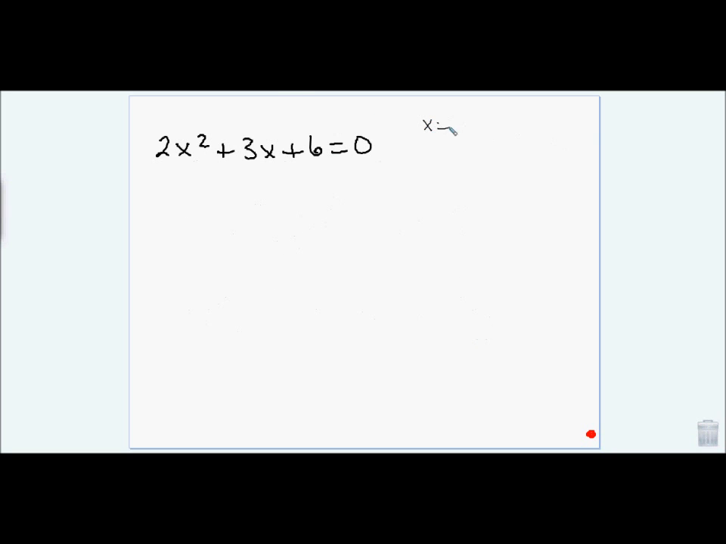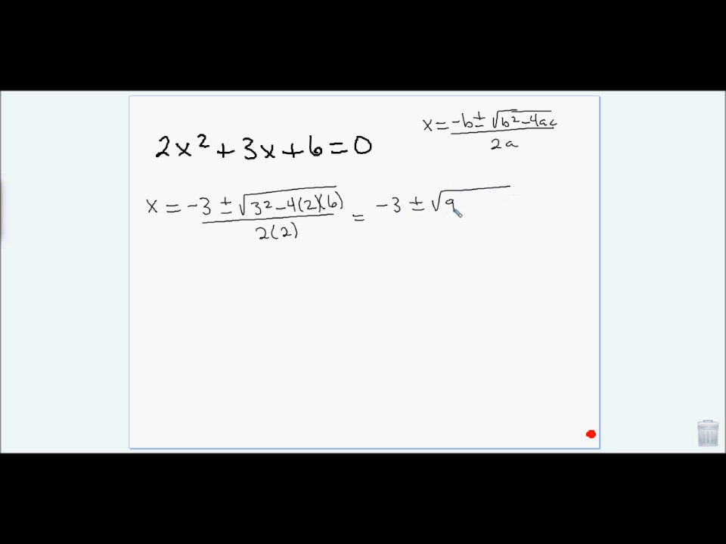Okay, last problem. Okay, so x is equal to negative 3, that's my b, plus or minus the square root of 3 squared minus 4 times a times c over 2 times a. So I get negative 3 plus or minus the square root of 9 minus 48. That's 4 times 2 is 8 times 6 is 48 over 4.